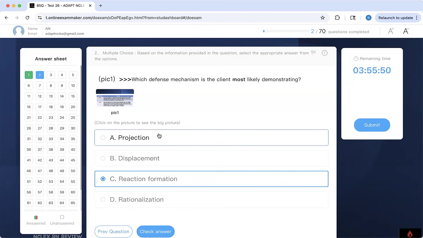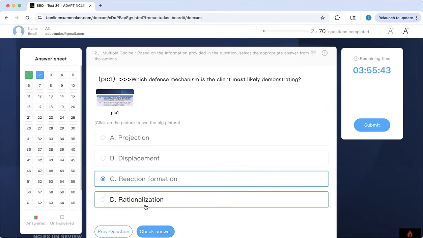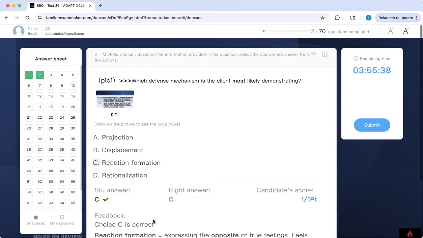Projection means what you think you are, you project onto somebody else. Displacement, you have a bad feeling and put it on another person. Rationalization, making sense out of it. That client is not making sense out of the situation. Reaction formation.